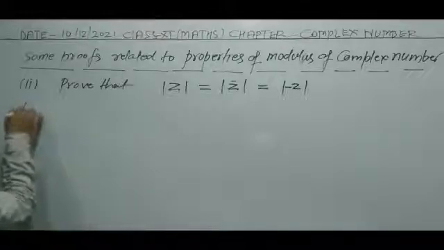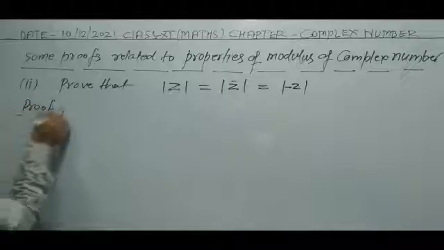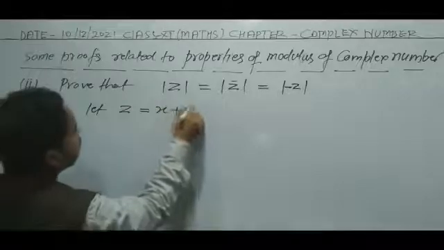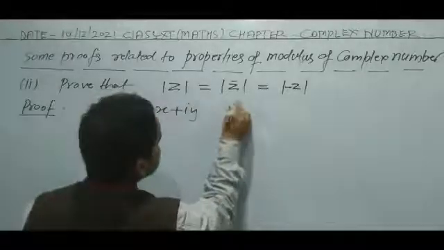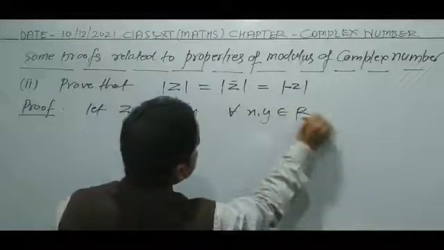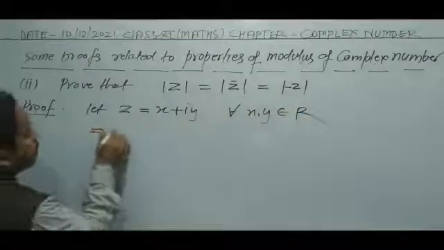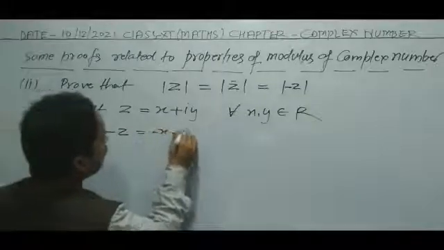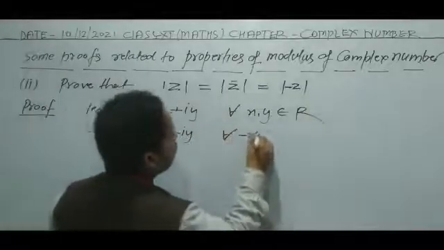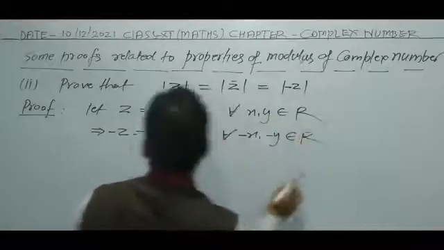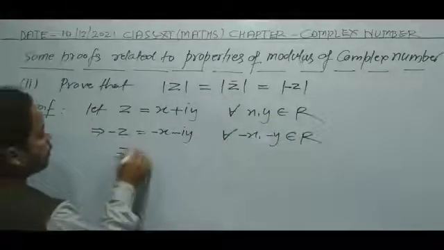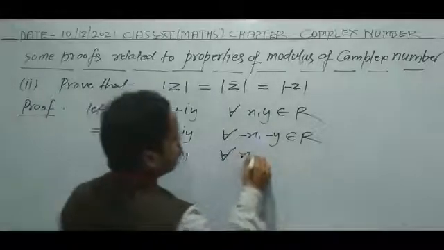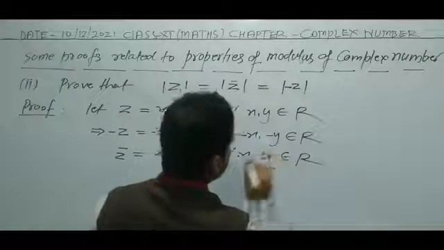So let Z be any complex number such that Z is equal to x plus iy for all small x comma y belongs to real. This implies negative of Z we can write minus x minus iy for all minus x comma minus y belongs to real. Similarly, conjugate of Z we can write x minus iy for all small x comma y belongs to real.